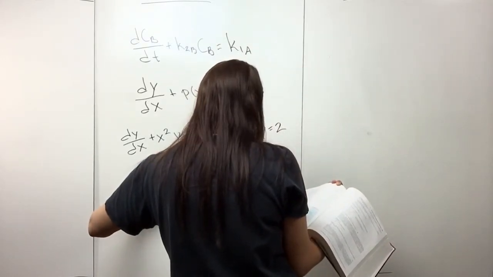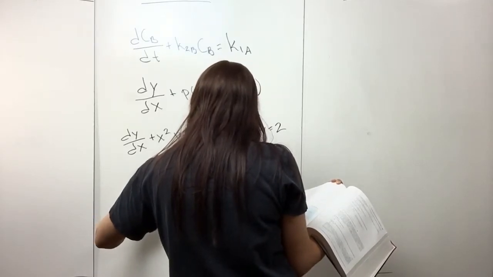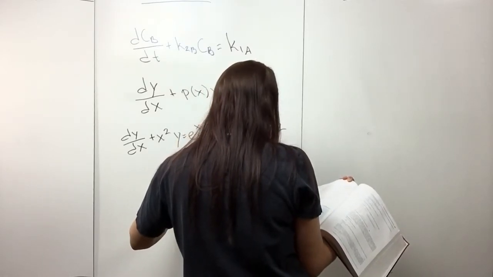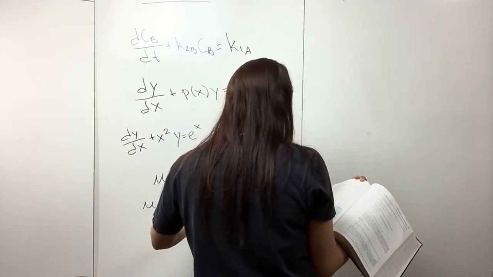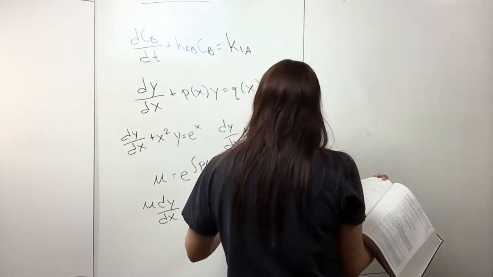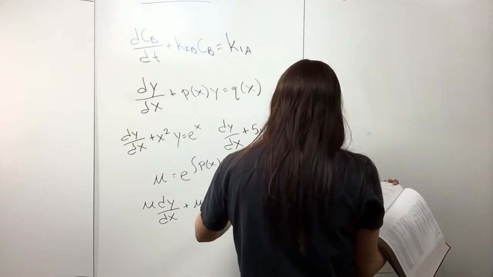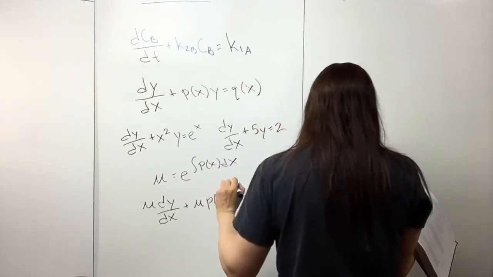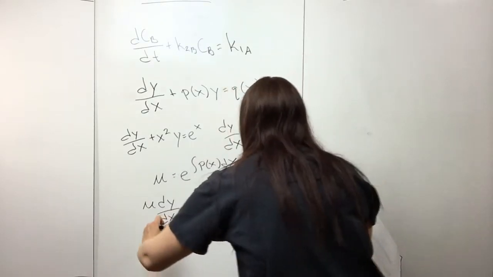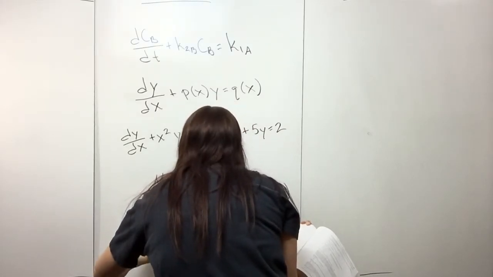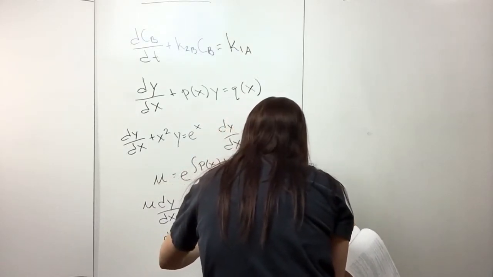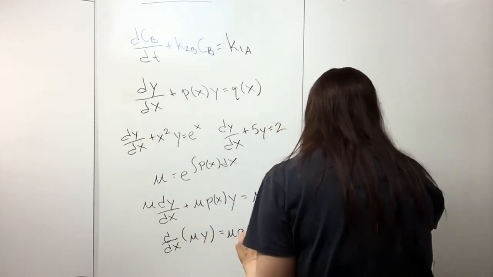So to do that, you end up with something that looks like this: mu dy/dx plus mu p(x) y is equal to mu q(x). And then if you remember, by the product rule, you can rewrite this as d/dx of (mu y) is equal to mu q(x).